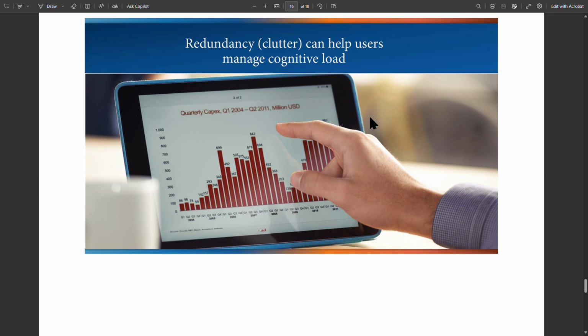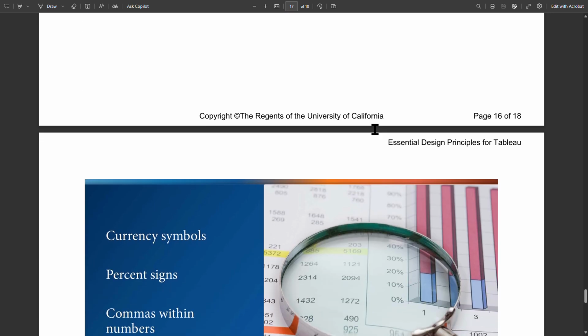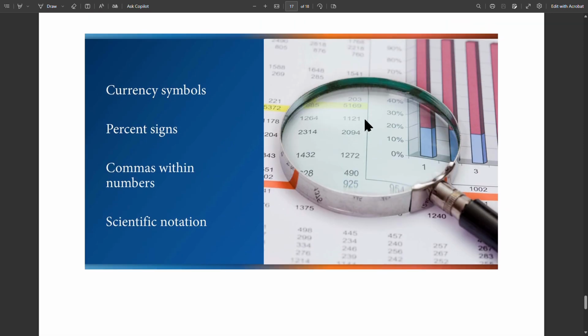Now, can you tell me what are some examples of labels in a graph? Some examples of labels in a graph are currency symbols, percentage signs, commas within numbers, and scientific notations. Now, there are many kinds of currency symbols: dollars, euro sign, pound, and many other denominations. And of course, the percentage sign is also important.